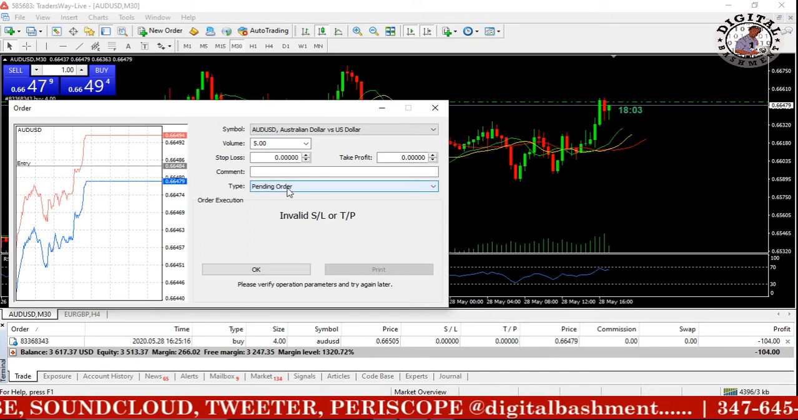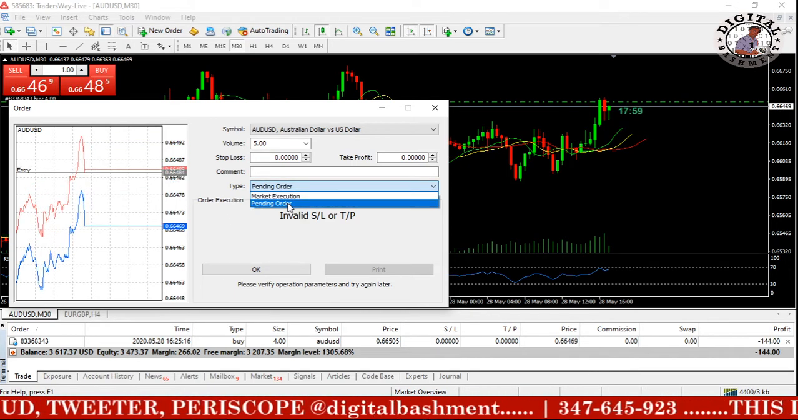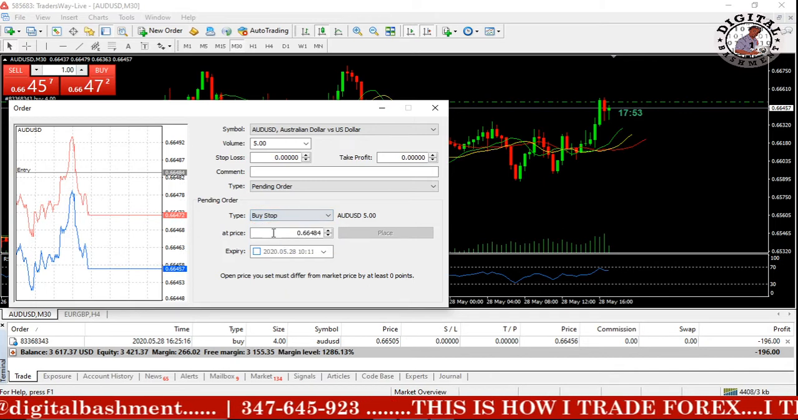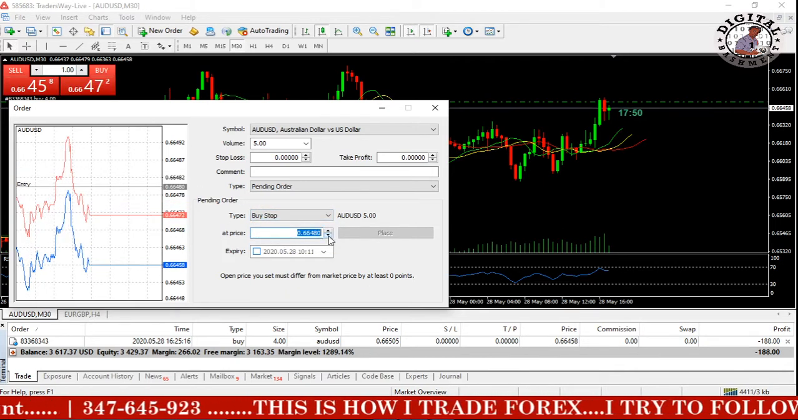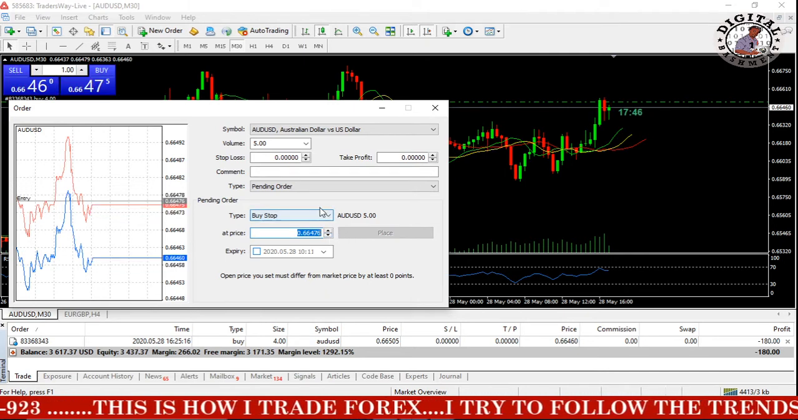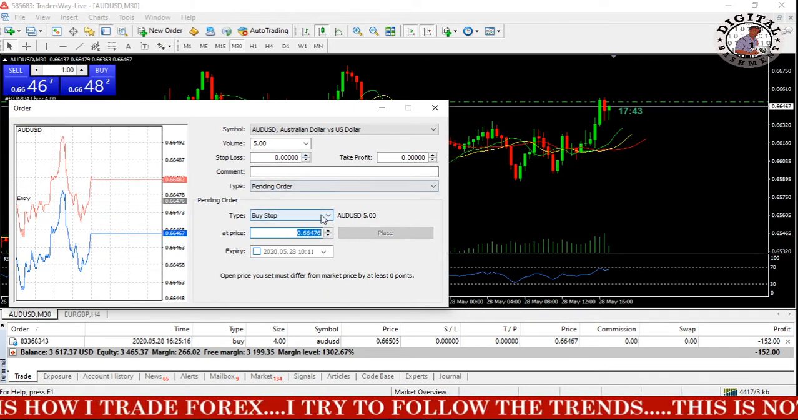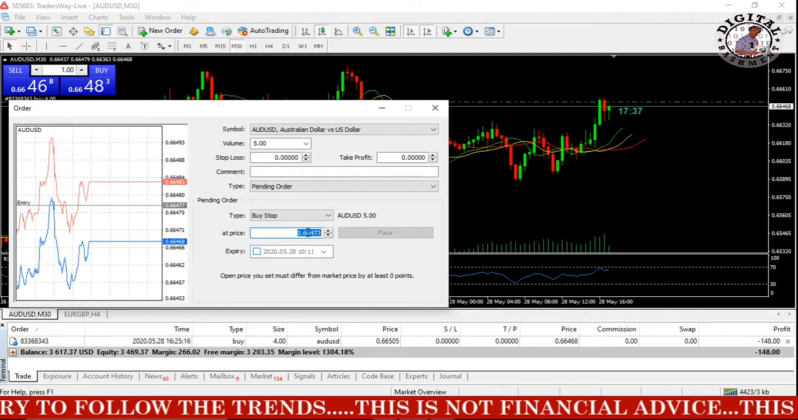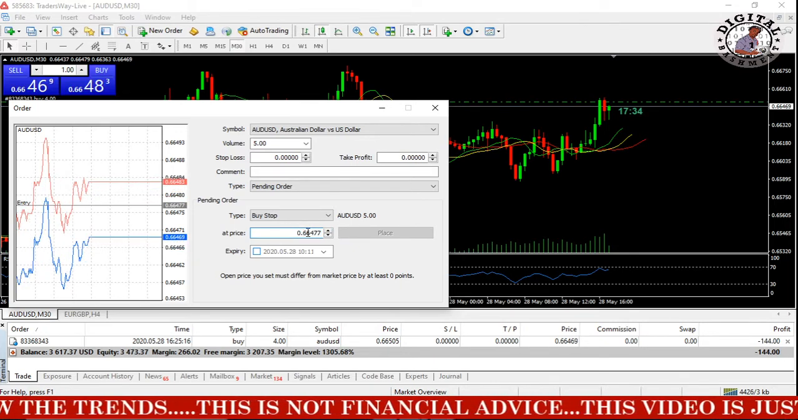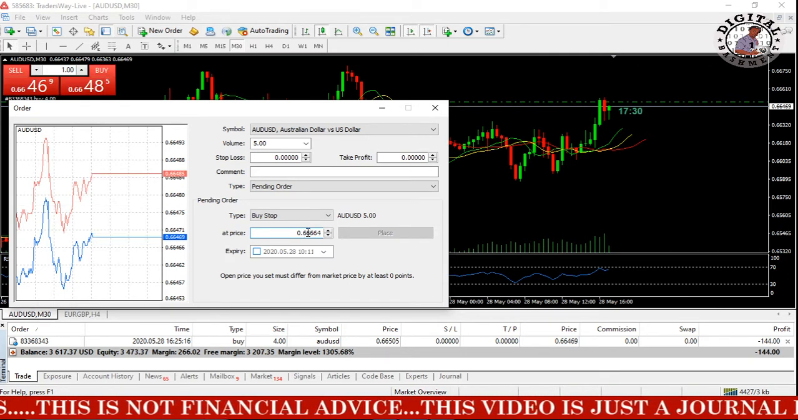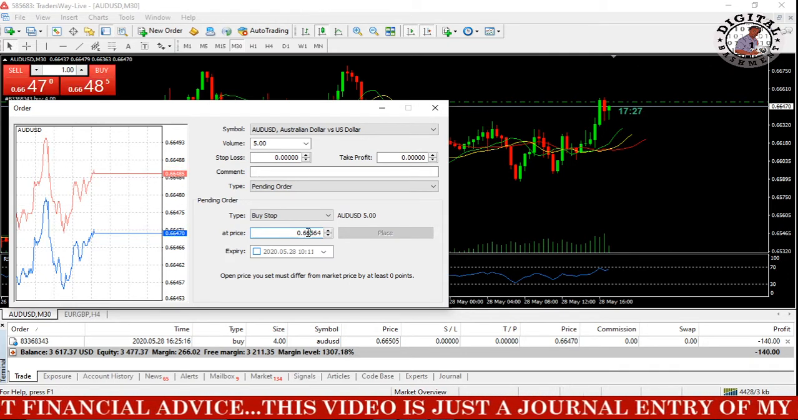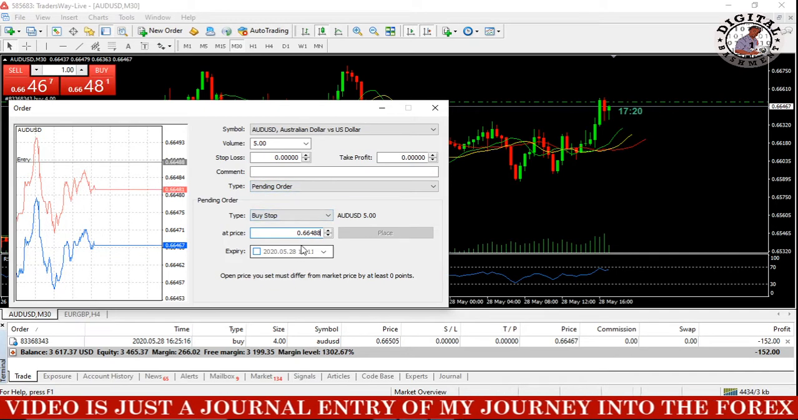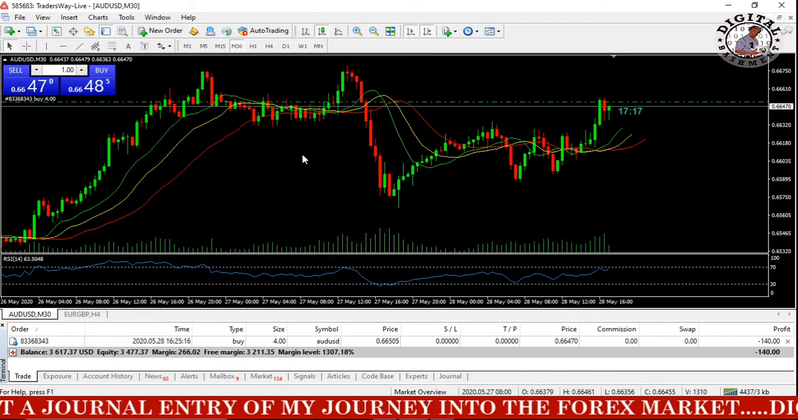The reason why this happened is because I needed to do a buy stop. Alright, and let's bring our price closer to the market price. What's happening here? Why am I order carry? 6488. What's happening here? Hold on, close this out. Let's go again.